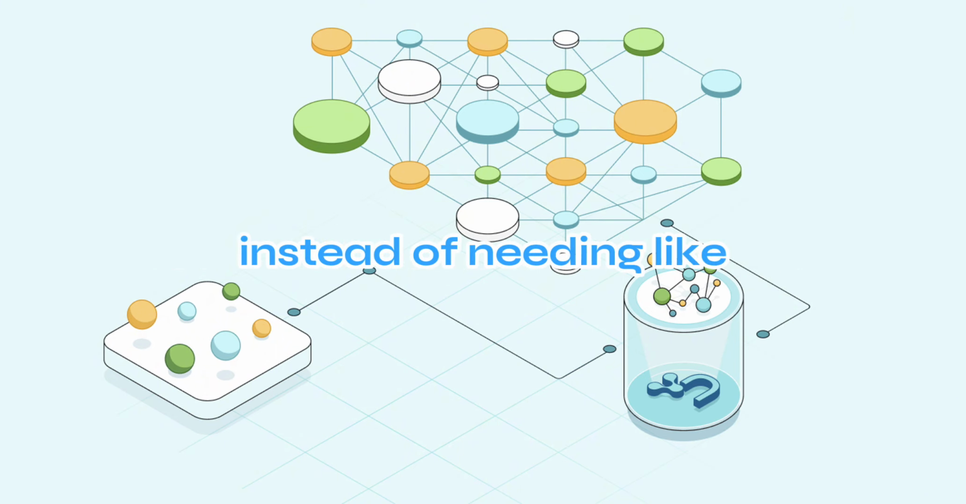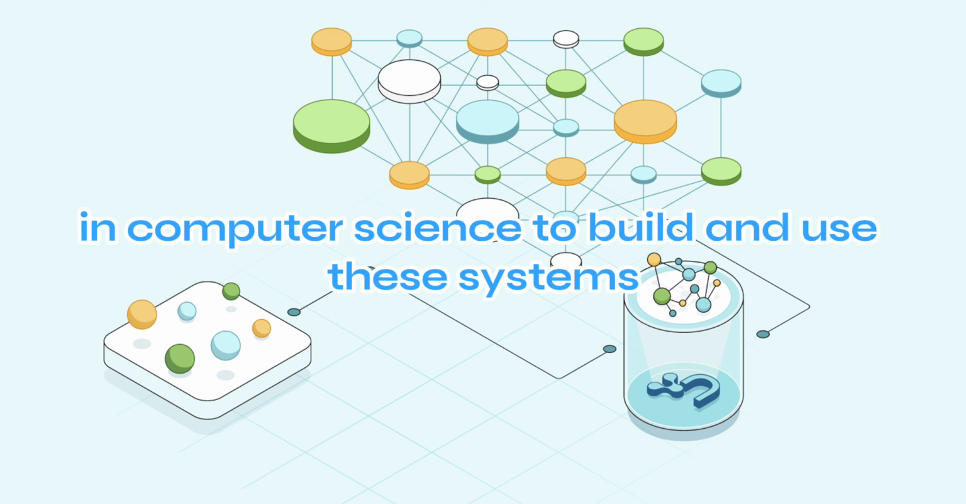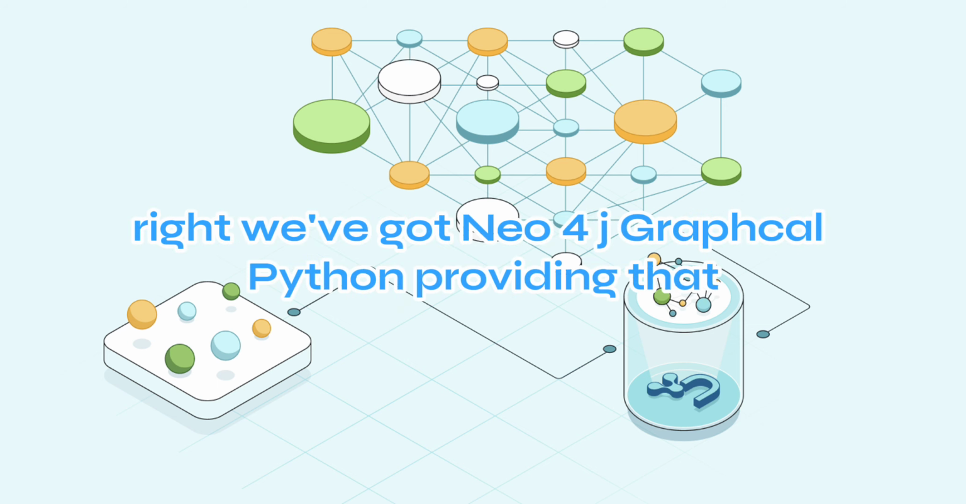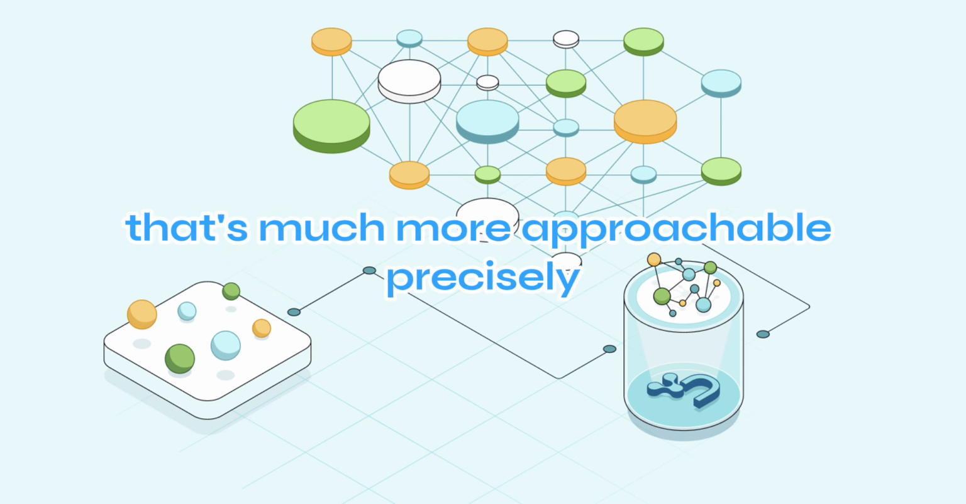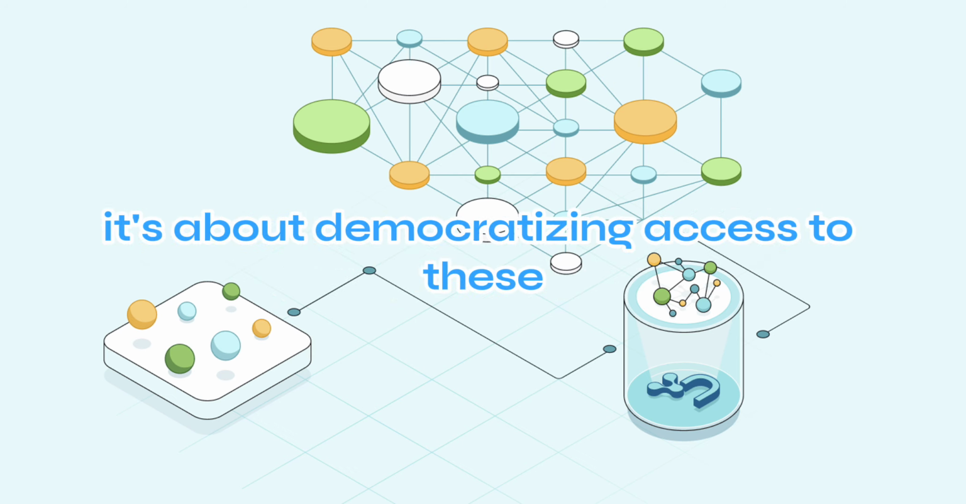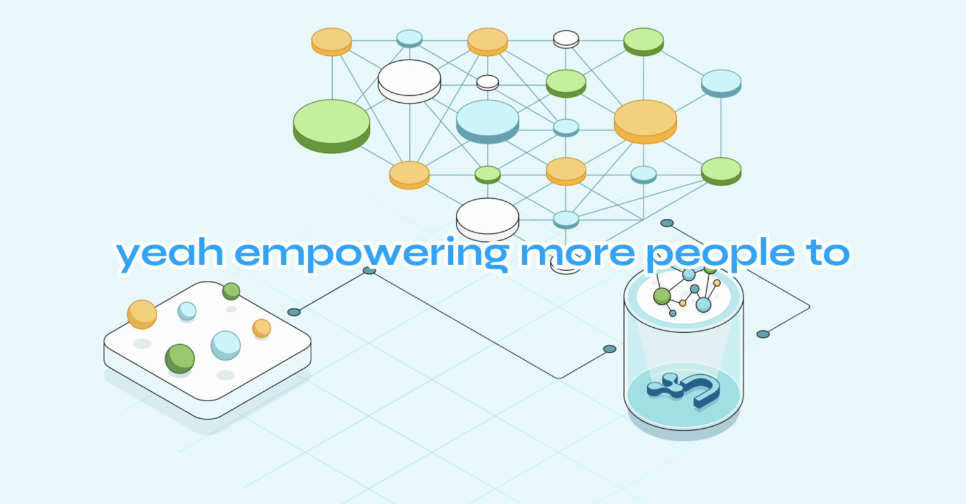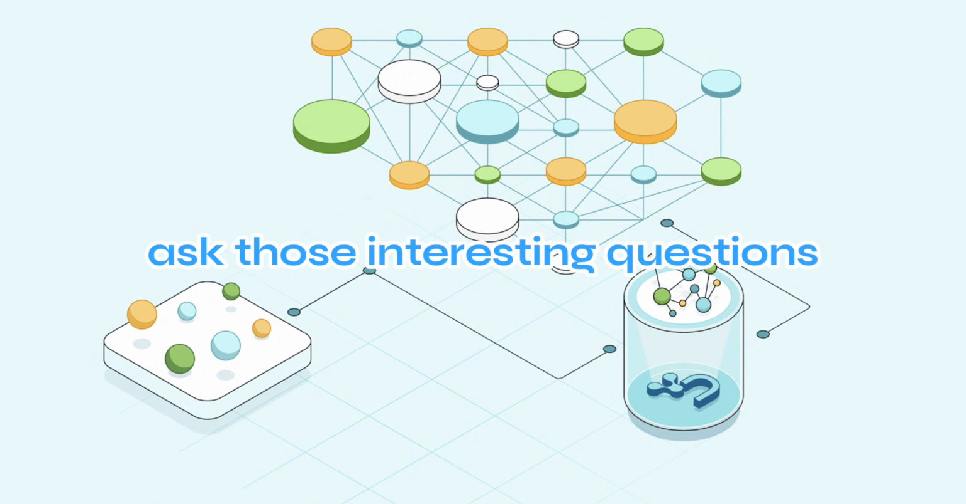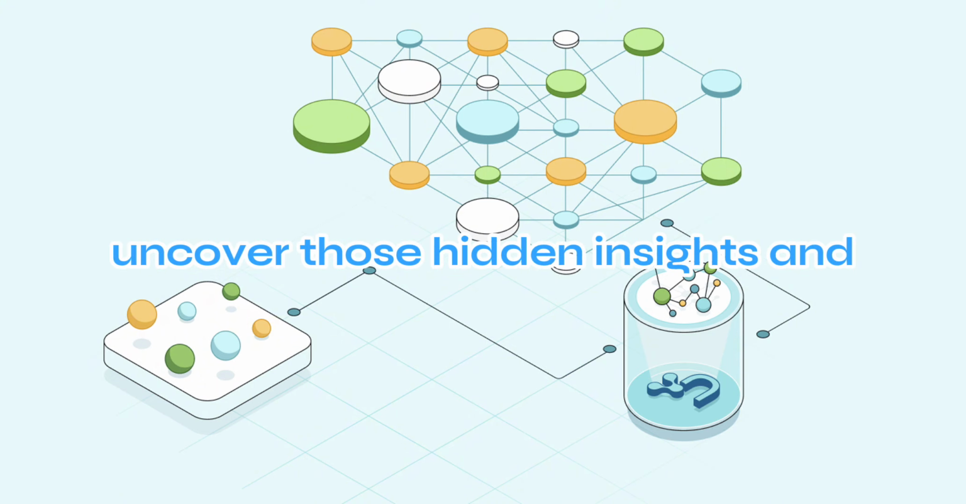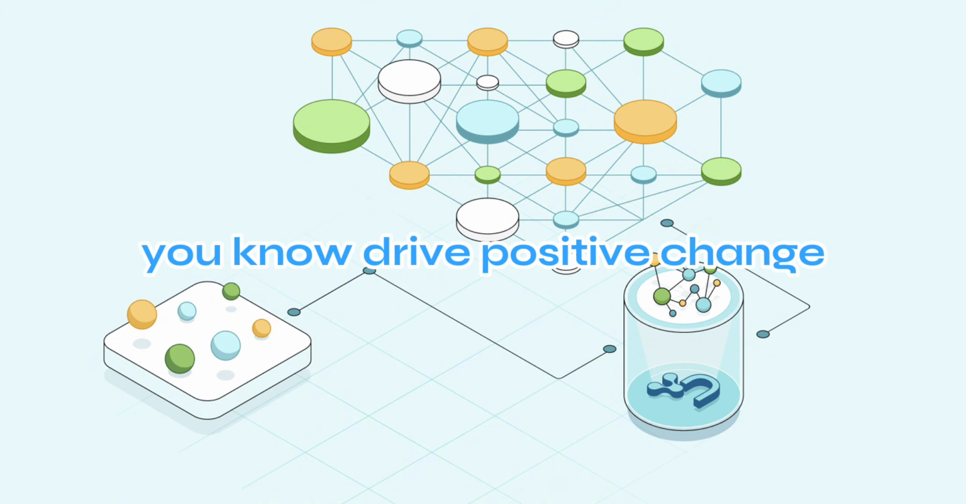So instead of needing a PhD in computer science to build and use these systems, we've got Neo4j GraphQL providing that on-ramp. That's much more approachable. Precisely. It's about democratizing access to these really powerful tools and techniques, empowering more people to ask those interesting questions, uncover those hidden insights, and drive positive change.